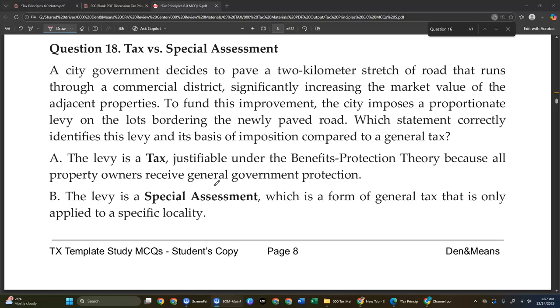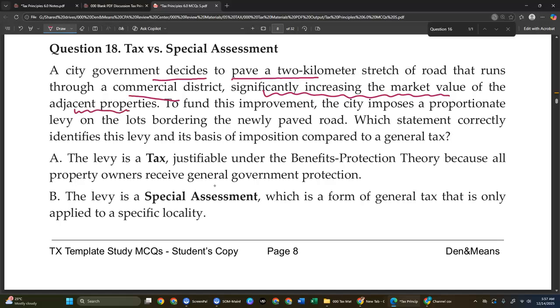This is tax versus special assessment, an application for us to understand more about the concept of special assessment as differentiated from the concept of the tax. Question 18. A city government decides to pave a 2-kilometer stretch of road that runs through the commercial district, significantly increasing the market value of the adjacent properties.